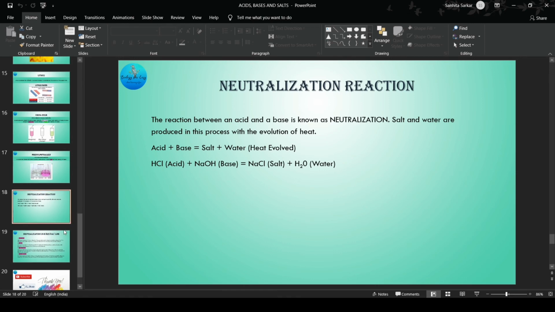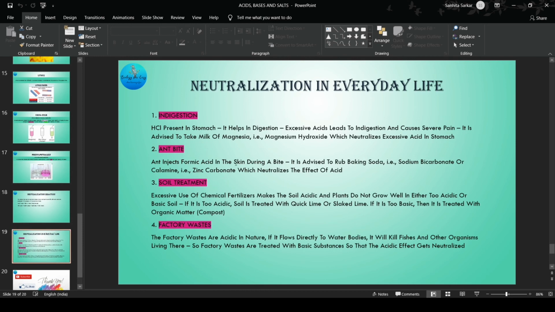Now, neutralization reaction occurs in our everyday life. The first example is indigestion. When there is excessive secretion of acid in our stomach, doctors advise us to take antacid, which is also known as magnesium hydroxide or milk of magnesia. It neutralizes excessive acid in stomach and relieves our severe pain.